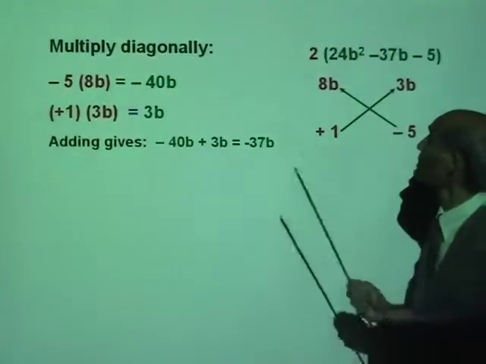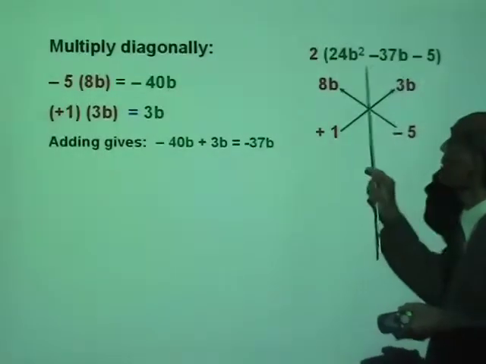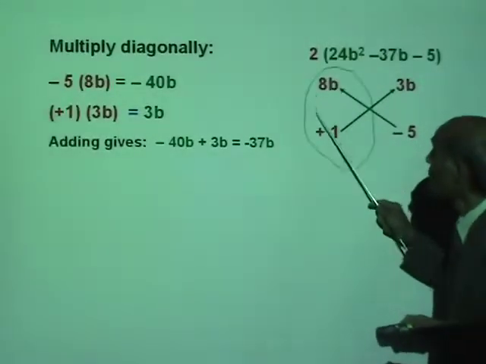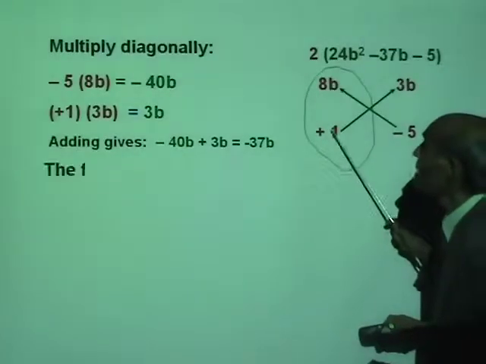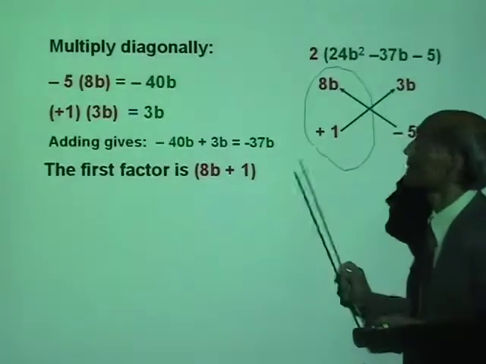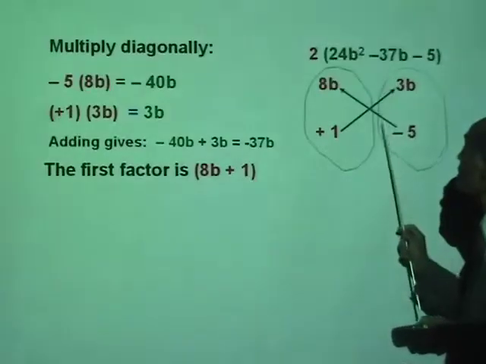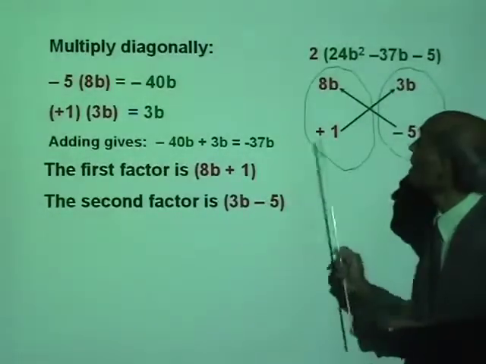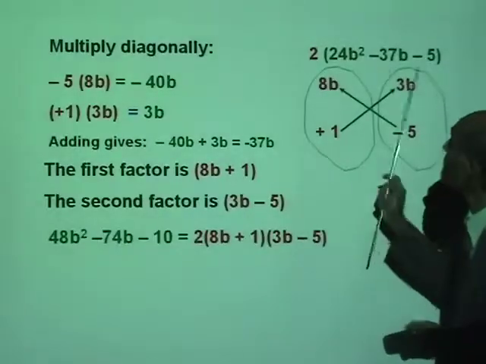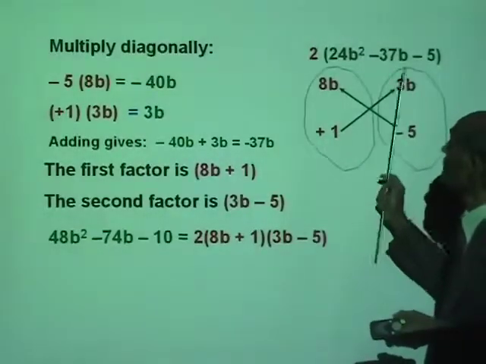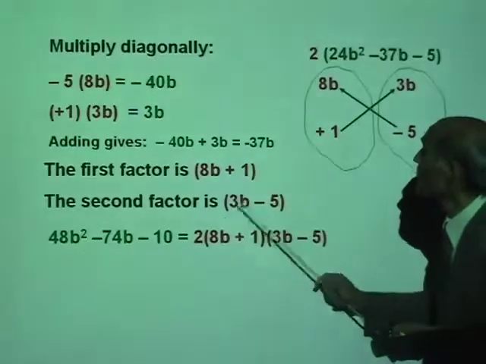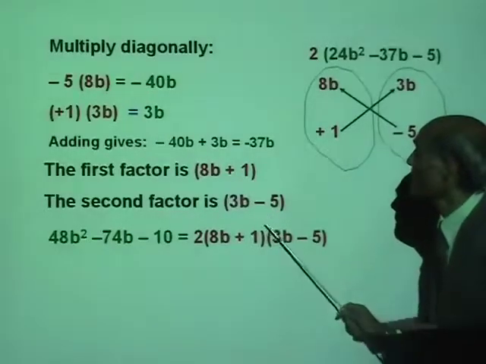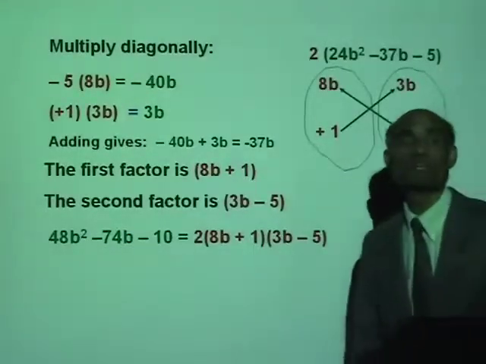That means these combinations we have chosen are right. So, what are the factors of this trinomial? The first factor is 8b plus 1, and the second factor is 3b minus 5. And therefore, what is the complete factorization of this? That will be 2 times (8b plus 1) times (3b minus 5).